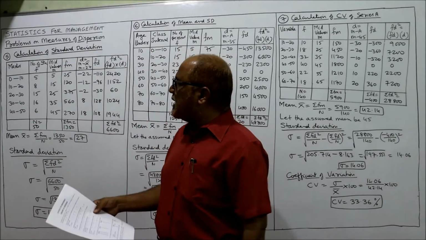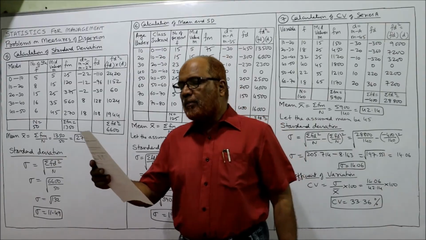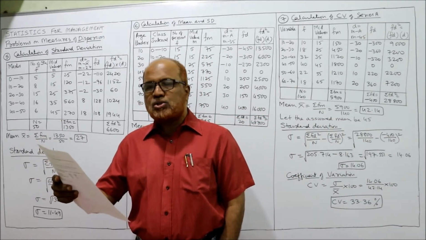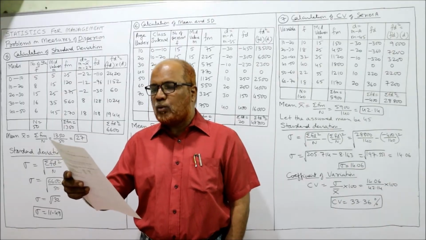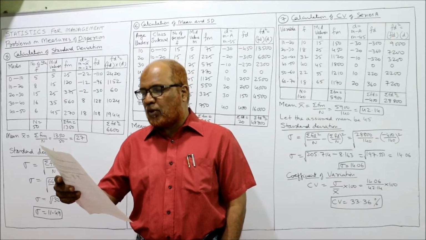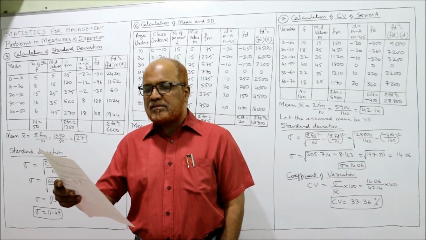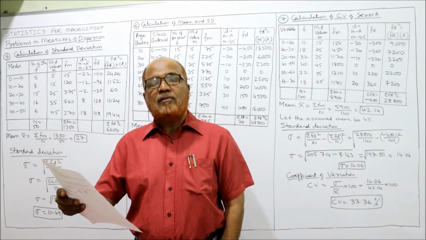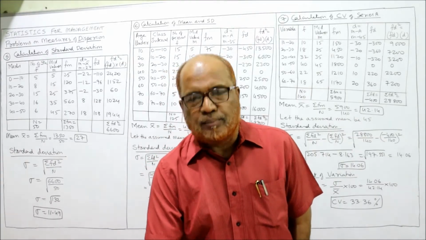Now I'm starting the 5th problem. Problem number 5. Calculate the standard deviation from the following data. Marks obtained 0 to 10, 10 to 20, 20 to 30, 30 to 40, 40 to 50, and number of students. It is a continuous series because class intervals are given. We are required to calculate standard deviation.